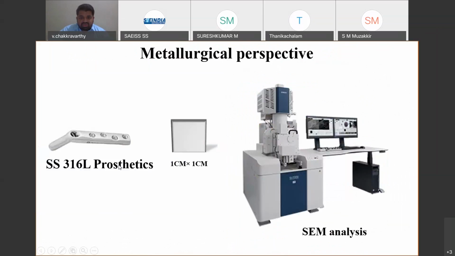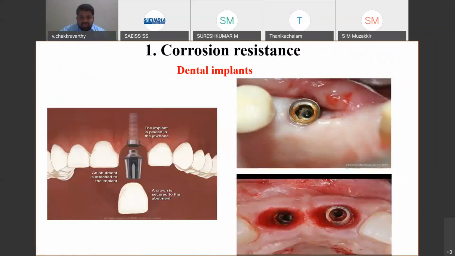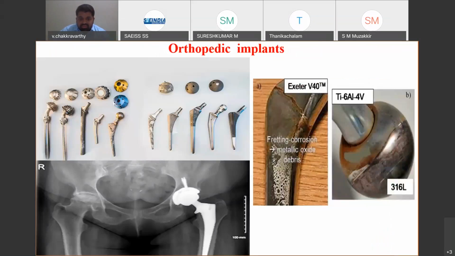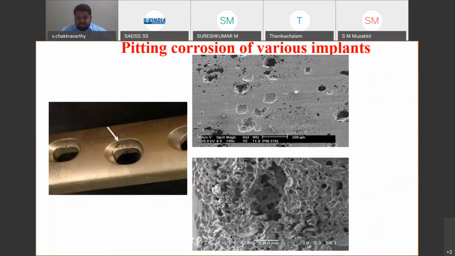So the pitting is the one which was shown here. This type of corrosion is called pitting corrosion. Small holes would be formed.